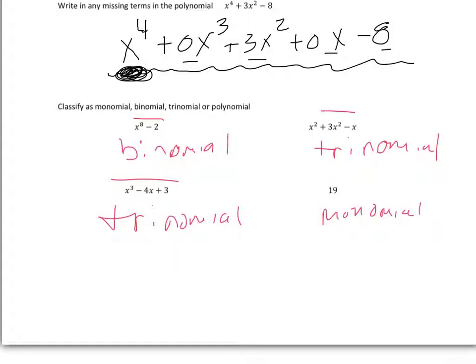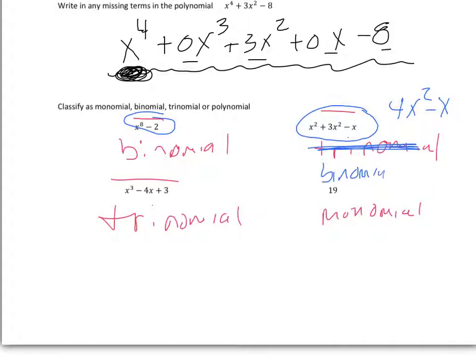And just going through and talking a little bit more about these, this is an 8th degree binomial because the highest power is 8. Actually, after looking at this again, we want to combine like terms here. So it's not actually a trinomial. We have x squared plus 3x squared, which is 4x squared, minus x, which really makes this a binomial after we combine like terms, and it's a 2nd degree binomial because the highest power of x is 2. This right here is a 3rd degree trinomial, and this is a 0th degree monomial.